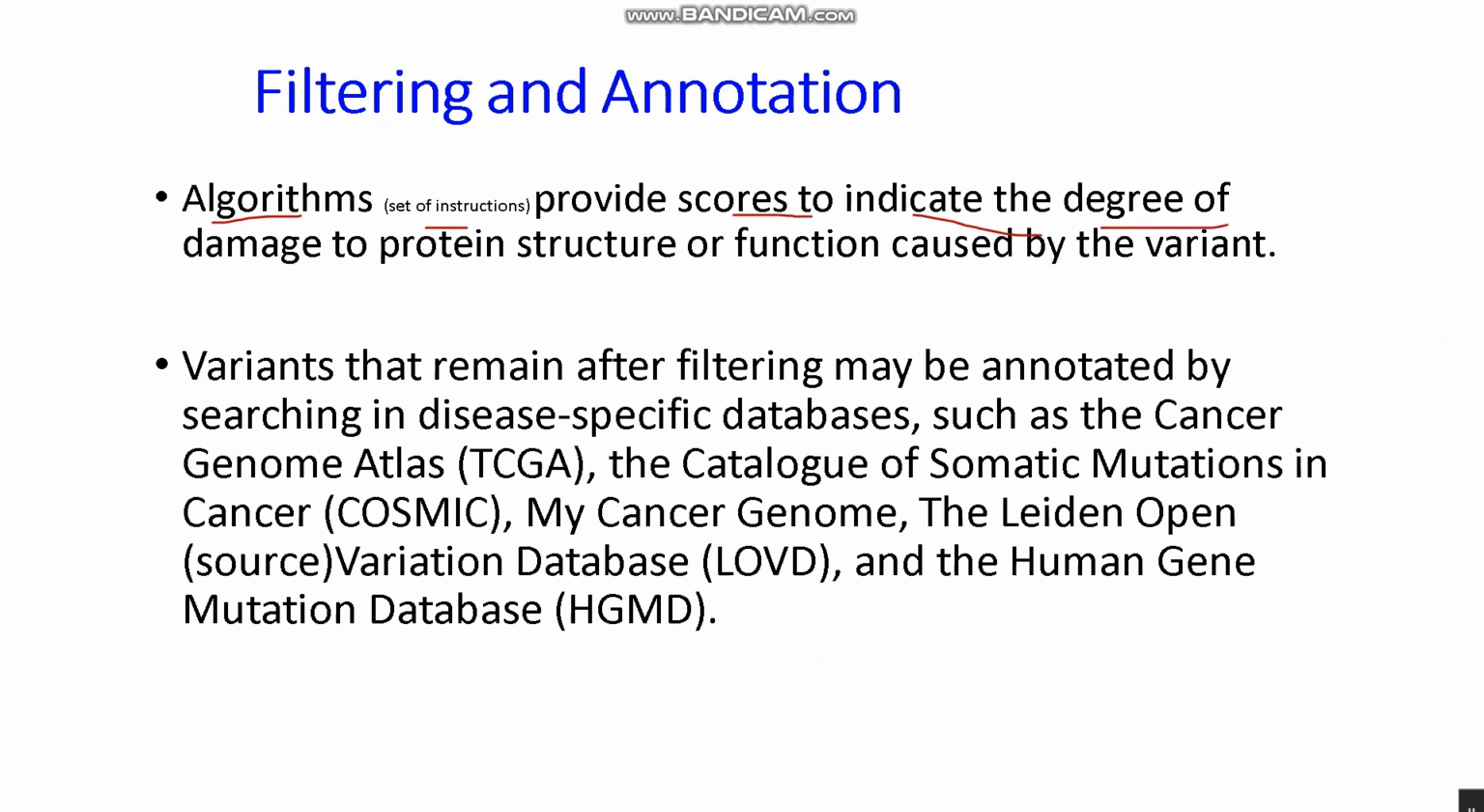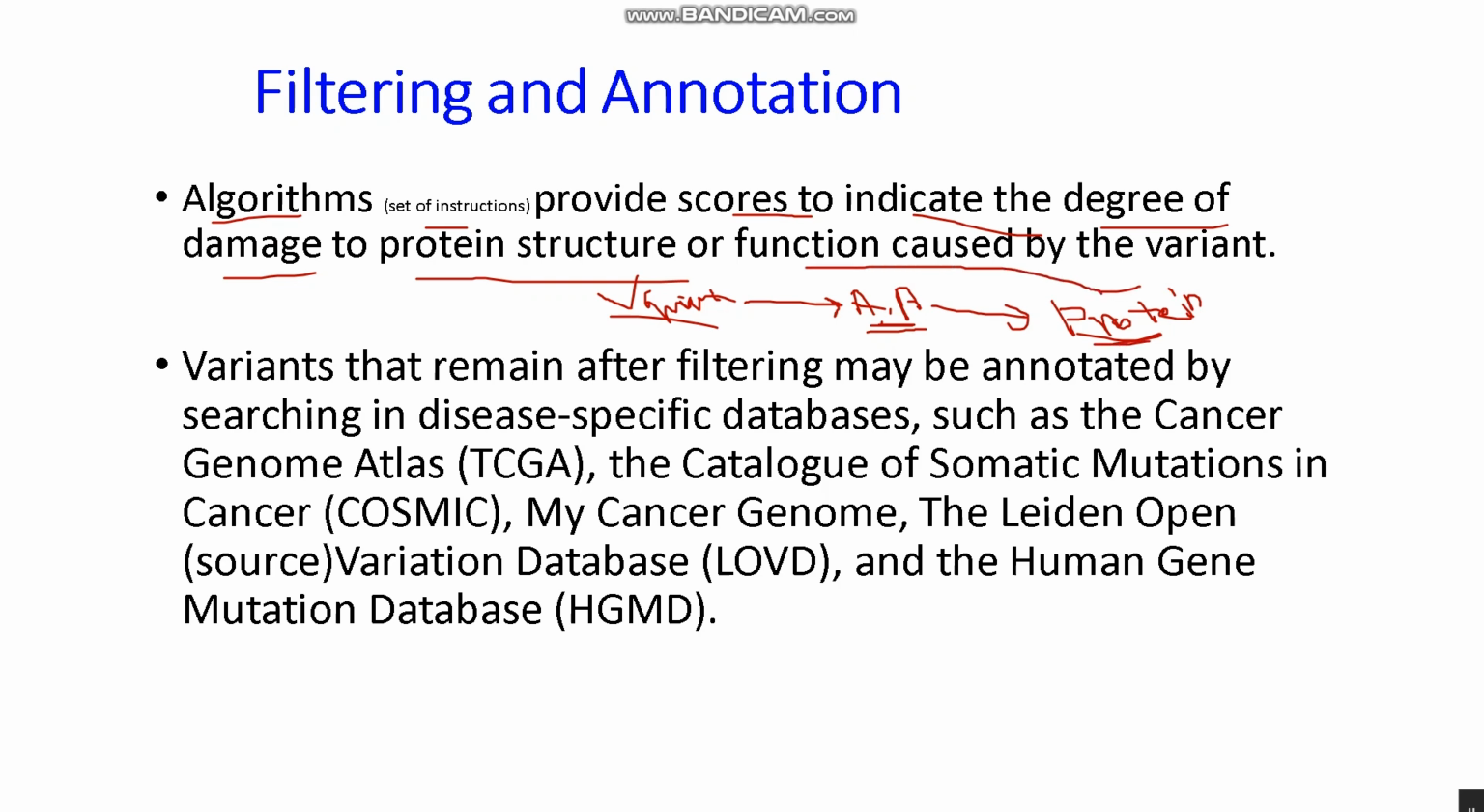The algorithms are sets of instructions, like PolyPhen and SIFT, that use scores to indicate the degree of damage to the protein structure. If a variant causes an amino acid change, then the protein is changed. So we check how much the protein is changed or damaged.